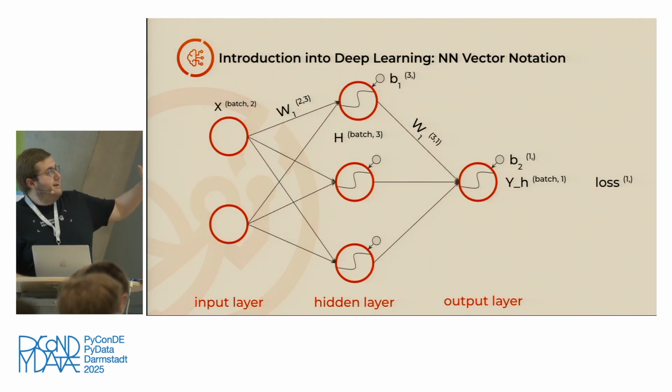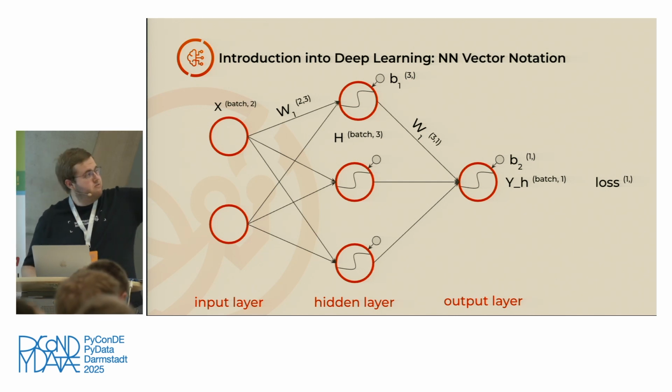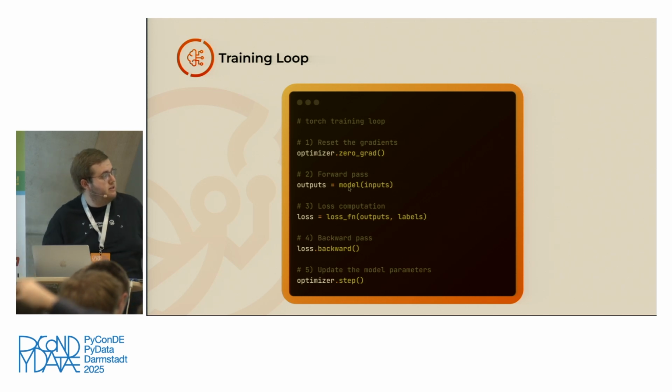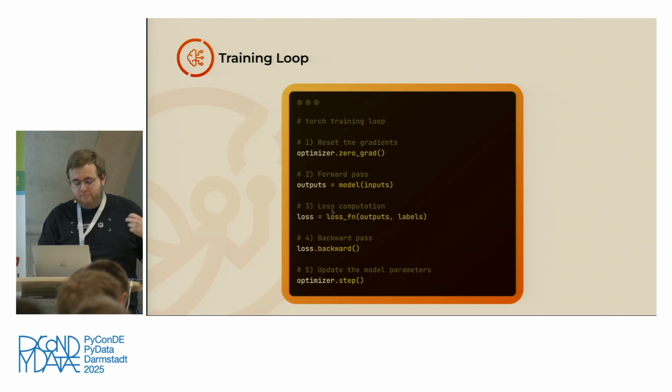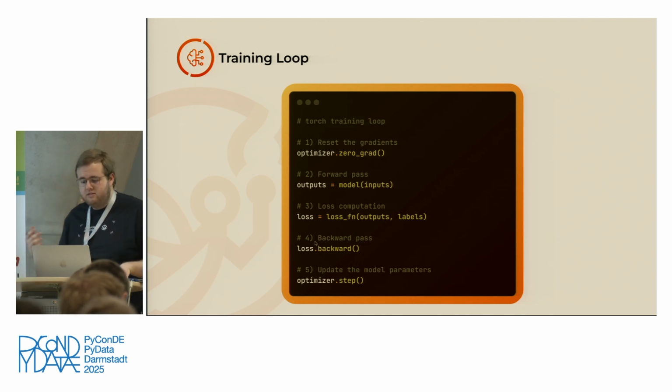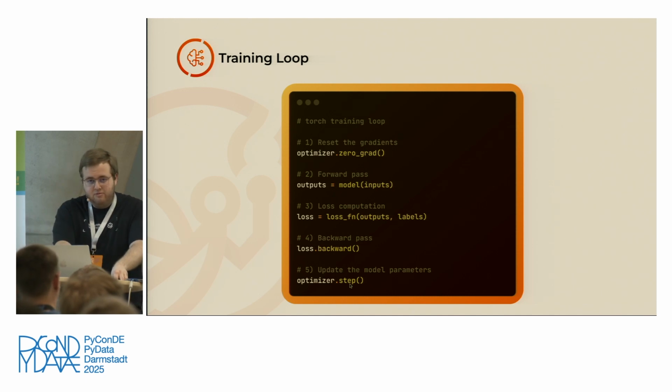Okay, so now let's go back to our slides and try to implement and train a neural network like this. So the training loop usually looks the following way. We calculate the predictions of our model, then we define some loss function and calculate the loss based on the predictions and true labels. Then we call backward on the loss to calculate all of the necessary gradients. And then we call step on the optimizer in order to update the weights.